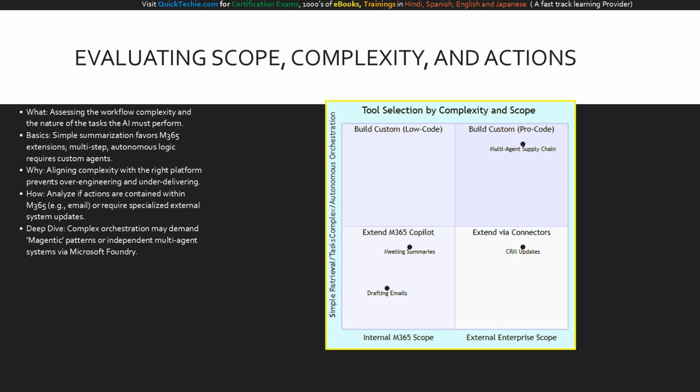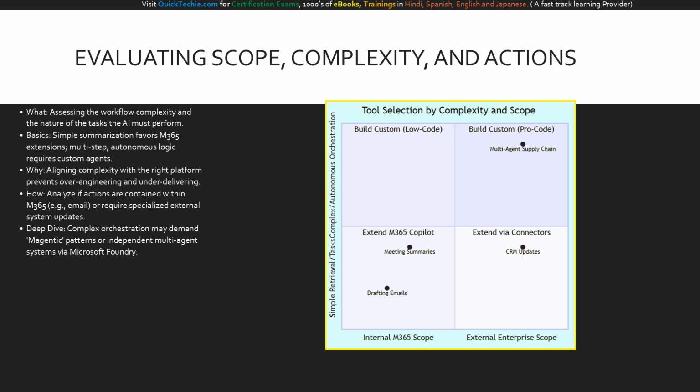In our deep dive, we look at extreme complexity. Highly complex scenarios might require multi-agent orchestration like the Agentic pattern, where a master agent dynamically routes tasks to specialized expert agents. This level of orchestration necessitates building custom solutions in Azure AI Foundry.